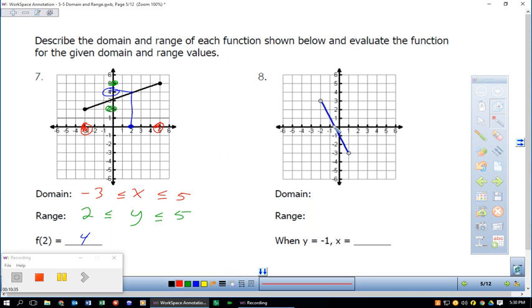Number 8. The domain, it lives from negative 2 and it's open over to 1 and it's open. So negative 2 is less than x is less than 1. The range, the lowest it gets is negative 3 and it's open, all the way up to 3 and it's open. So negative 3 is less than y is less than positive 3. And next it says when y equals negative 1, what is x? So if we look on the y-axis where we have negative 1, and it looks like it actually is right here. The point there is 0, negative 1, so x is 0.